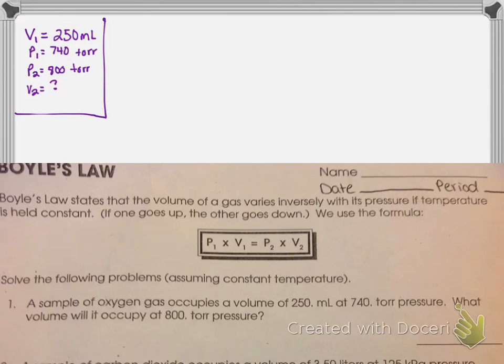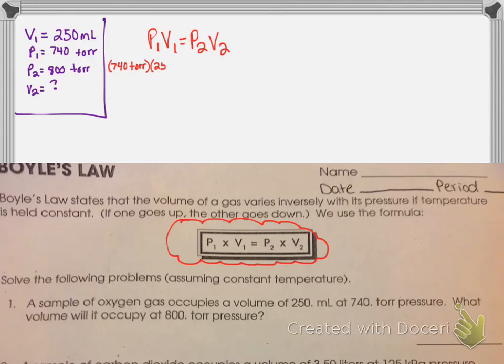It's now just an algebraic expression, and we're going to use the same formula, Boyle's Law, to solve all of these problems. So Boyle's formula is P1 times V1 equals P2 times V2. So we're just going to plug in those variables that we just wrote down and solve the expression. So our P1 we said was 740 torr, and our V1 was 250 milliliters.